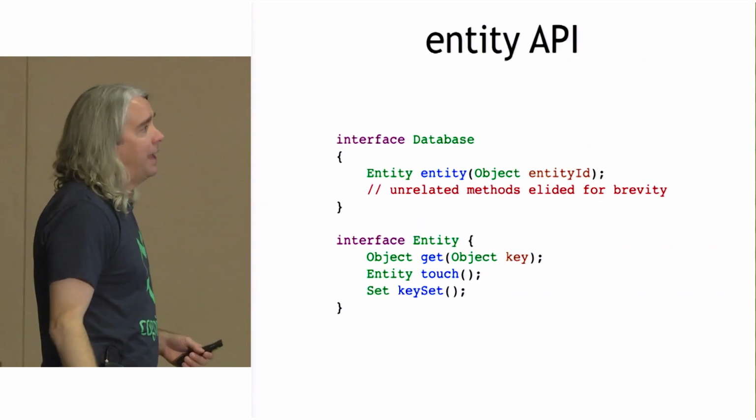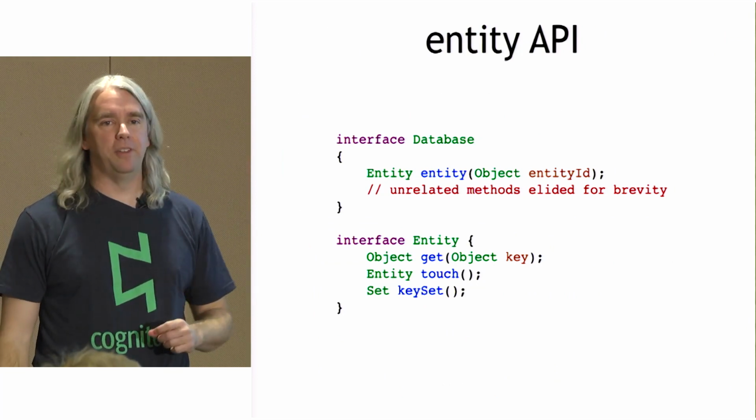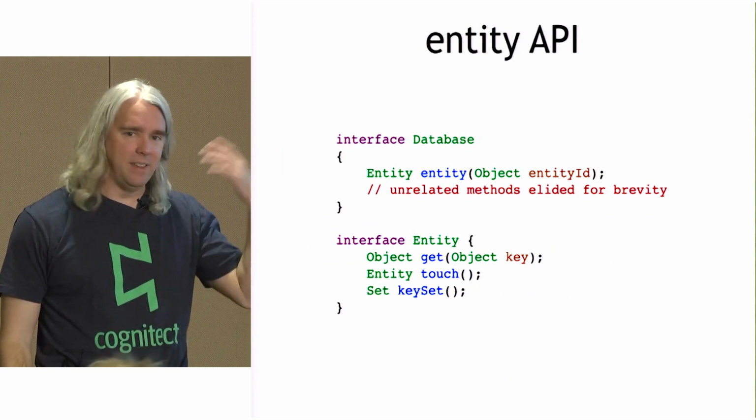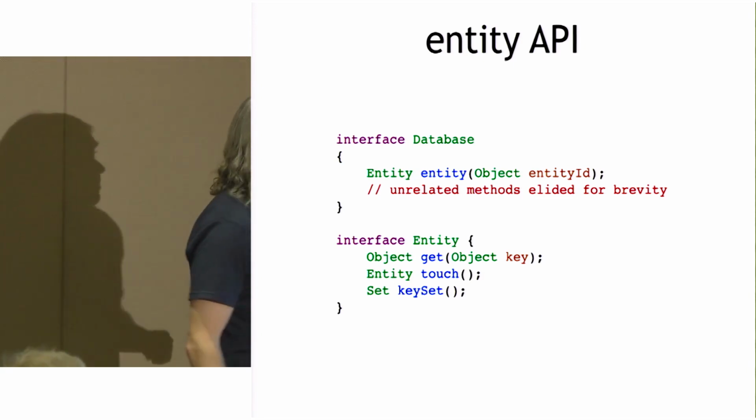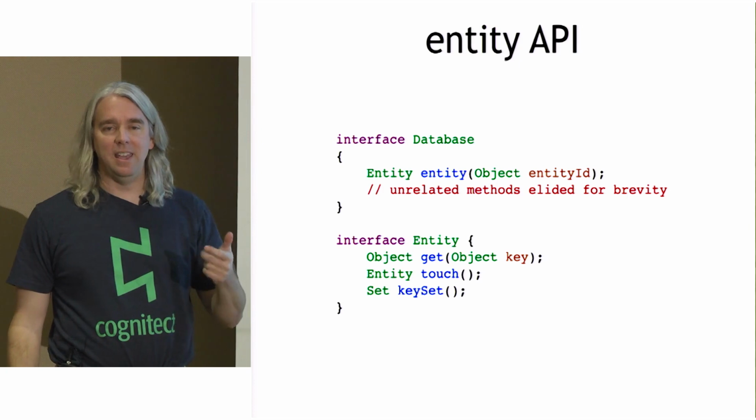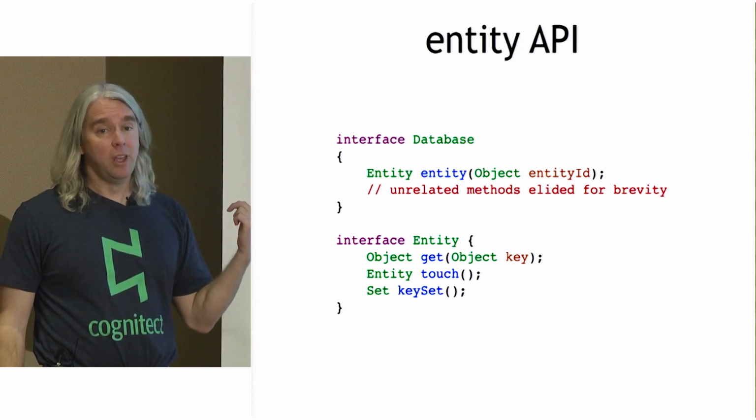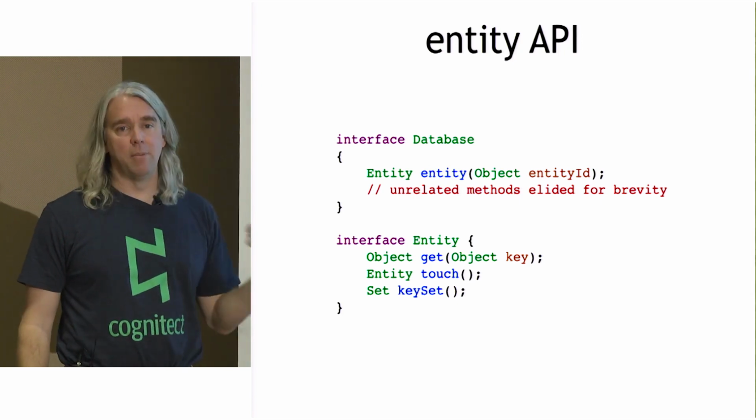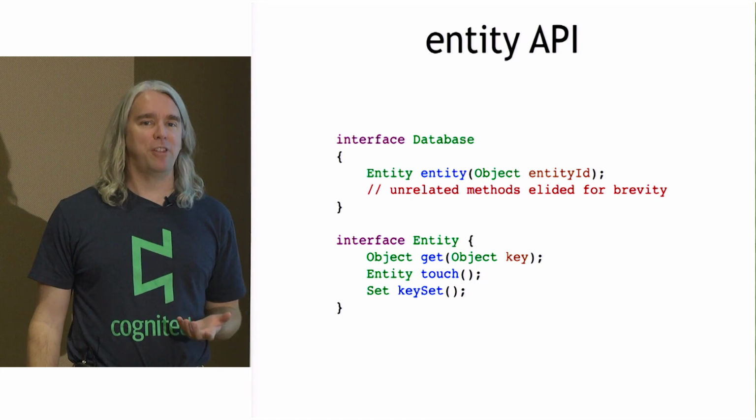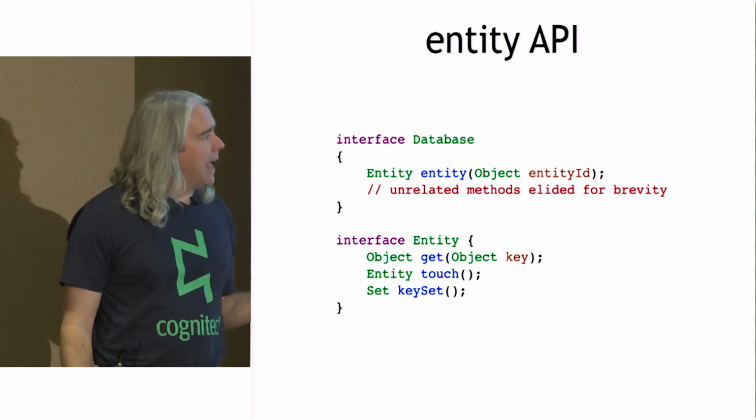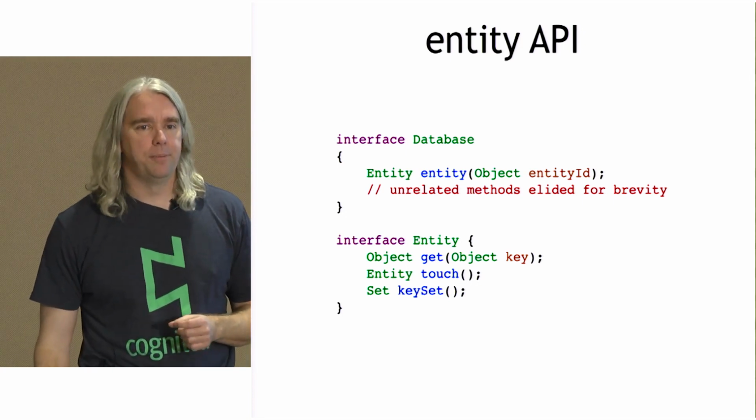The entity API is dead simple. Given a database, you can ask for an entity, and you can pass in the ID of the entity. That's going to return an entity interface. The entity interface has get, which takes a key that represents an attribute and gives you that value. It has touch. Touch is really primarily for development time use. Touch says, I'm done with this lazy stuff. Give me everything right now. And keySet returns all the keys that the entity has.